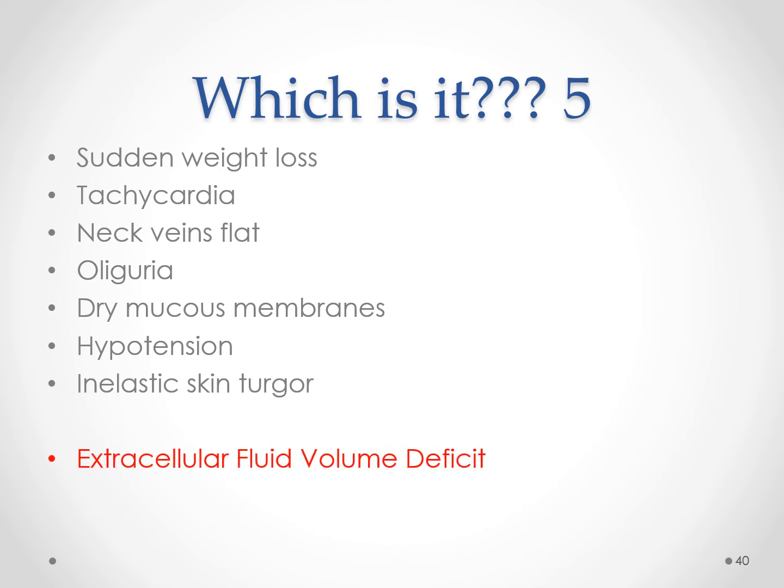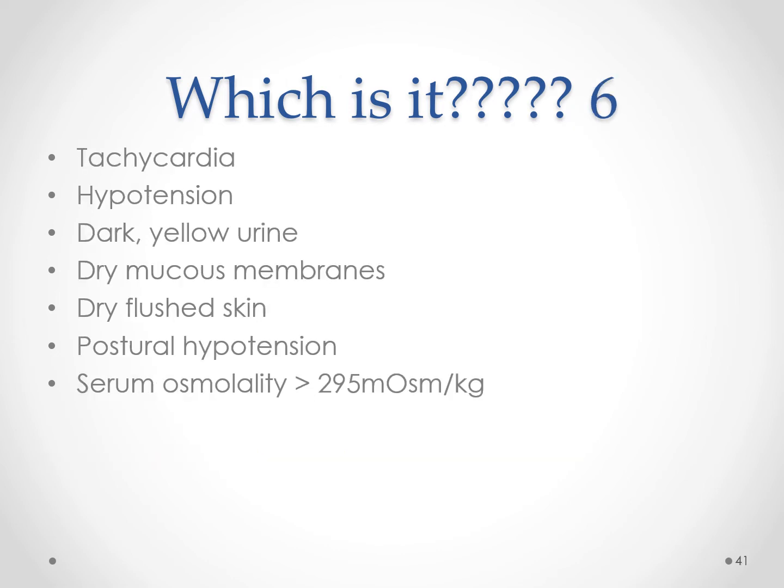Extracellular fluid volume deficit. It was that easy. You guys got it. Okay, this is number 6. Tachycardia, hypotension, dark yellow urine, dry mucous membranes, dry flushed skin, postural hypotension. Postural means sitting, standing perhaps. Hypotension. Serum osmolality of less than 295.